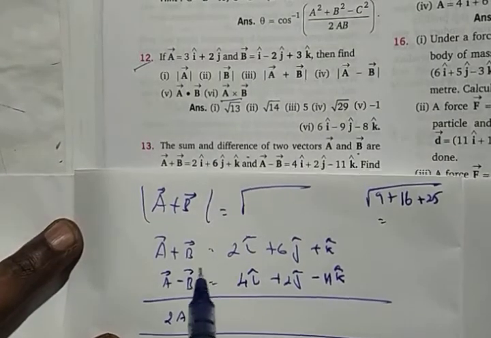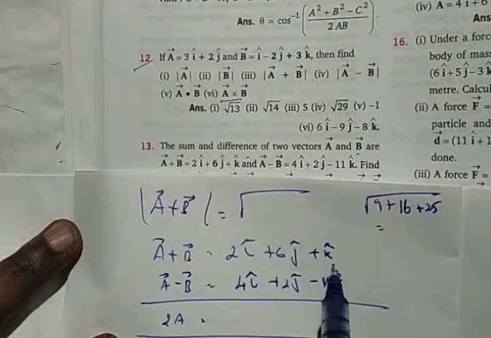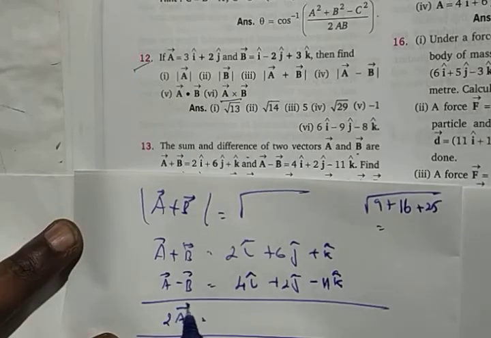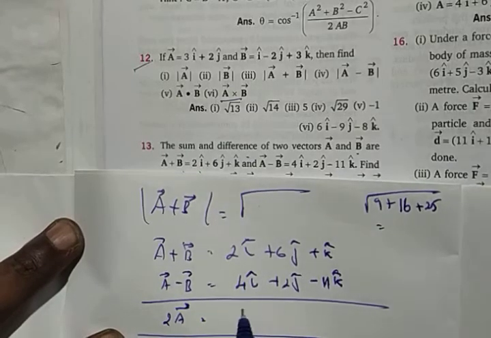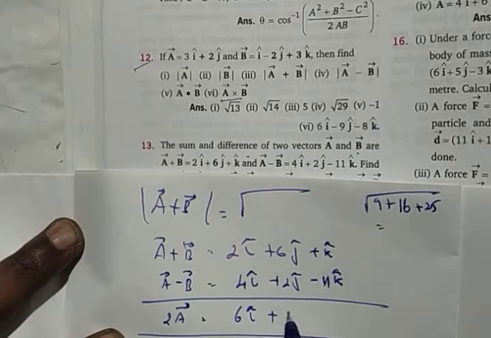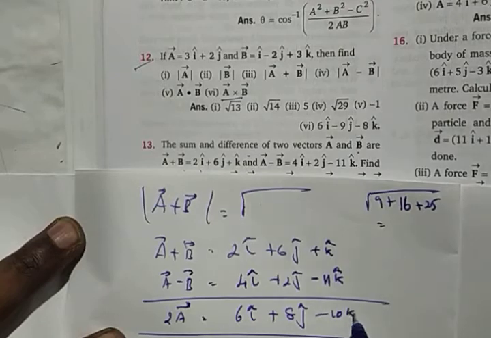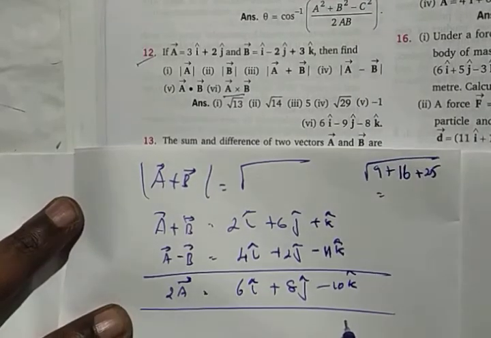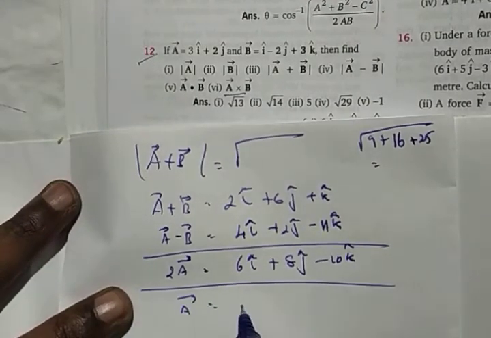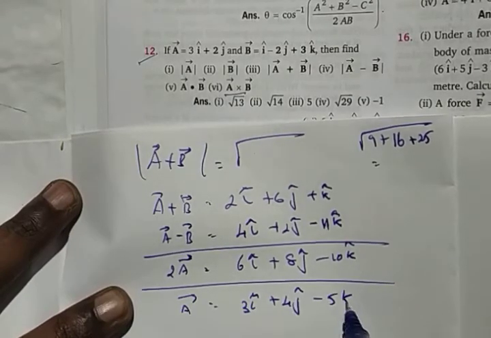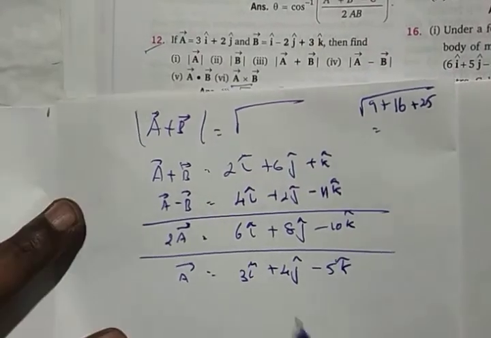So you have to write these two things. A plus B, write this whole thing. A minus B, write the whole thing. Add both, and B and B will get cancelled. You will get 2A vector. Just add this one: 6i cap plus 8j cap minus 10k cap. So this is the value you will get. So what is A vector? It is going to be equal to 3i cap plus 4j cap minus 5k cap. This is the value you will get here.